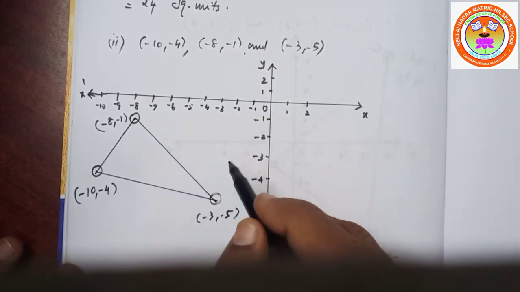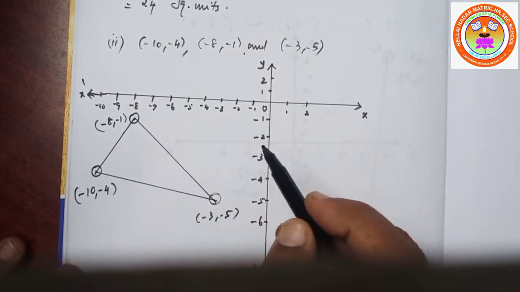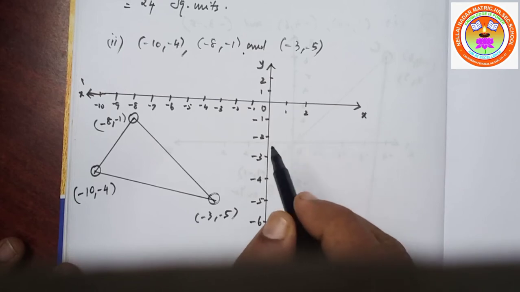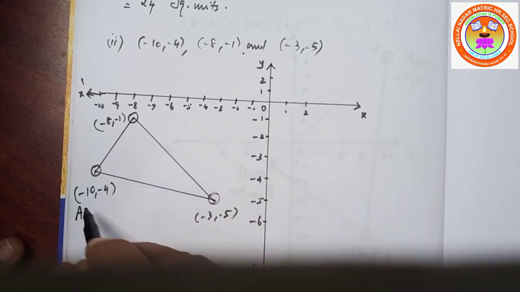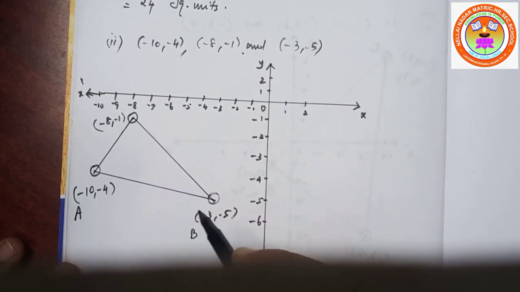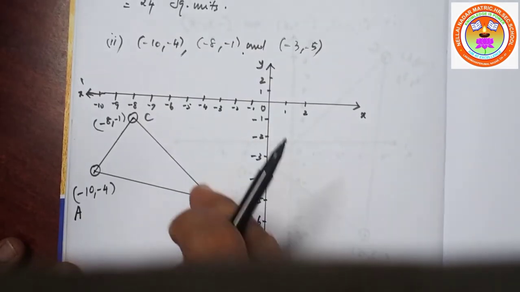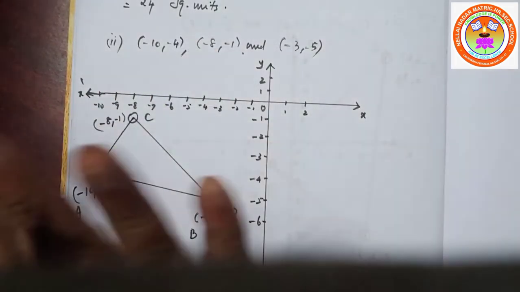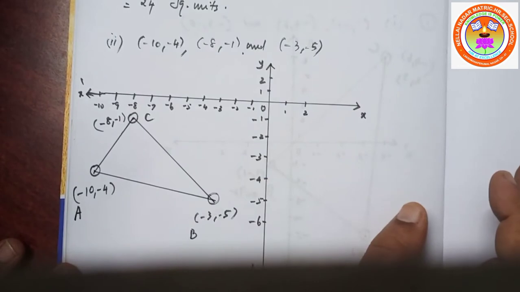Now you can consider the points in anti-clockwise direction. I take A over here, therefore it is B. This one is C. A, B, C to be taken in anti-clockwise direction. Now you can find the area of triangle ABC.